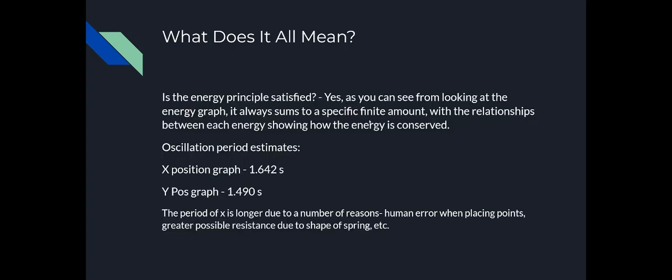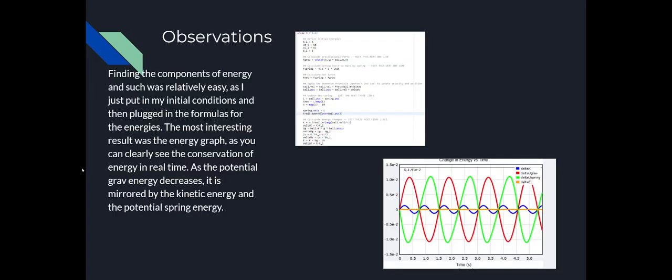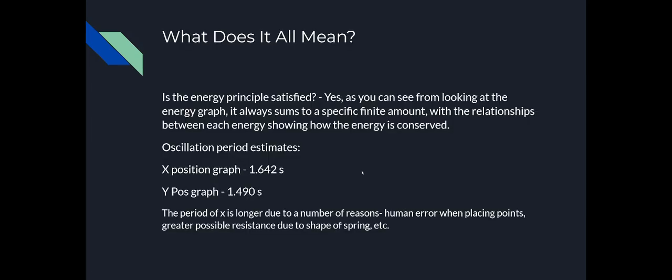So what does this all mean? Is the energy principle satisfied? Yes, as you can see from looking at the energy graph, it always sums to 0. The delta E stays the same. And you can see how the relationships between each energy show how the energy is conserved, like I was talking about, with the potential energies basically reflecting each other.